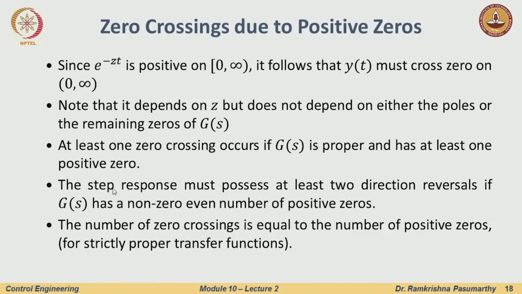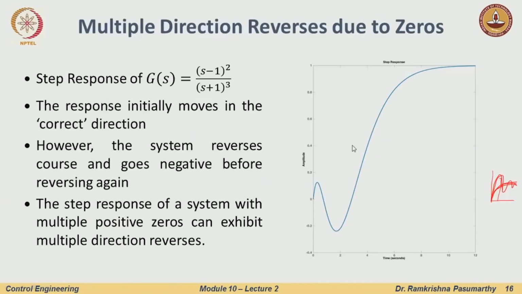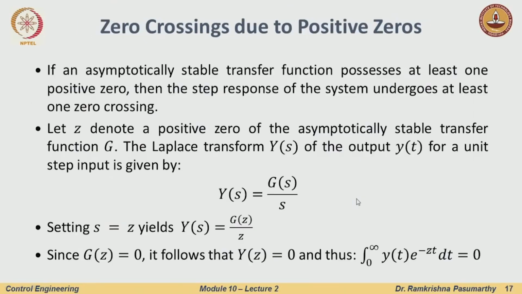Now if there are more, then you will have multiple reversals of direction, in such a way that the step response must possess at least 2 direction reversals if it has a non-zero even number of positive zeros. I am just writing down this statement which I observed here. I have two direction reversals and 2 times I cross 0, one here and one here.